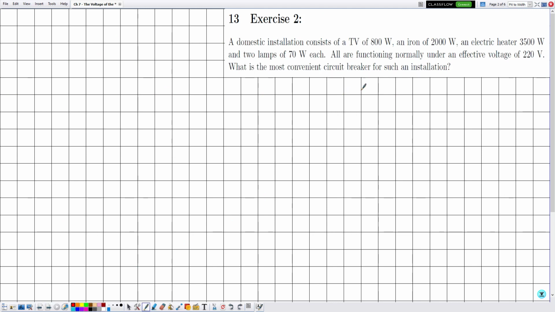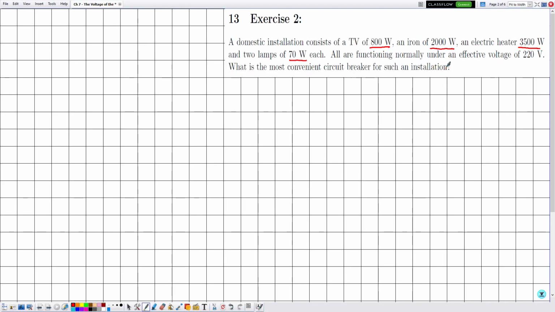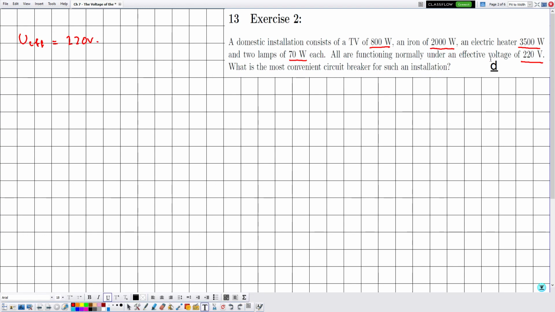Now the second exercise. They are telling me a domestic installation consists of a TV of 800 watts, an iron of 2000 watts, an electric heater of 3500 watts, and 2 lamps. Each of the lamps is given by 70 watts. All are functioning normally under an effective voltage of 220 volts. So here the effective voltage is equal to 220 volts. They are asking me what is the most convenient circuit breaker for such an installation.